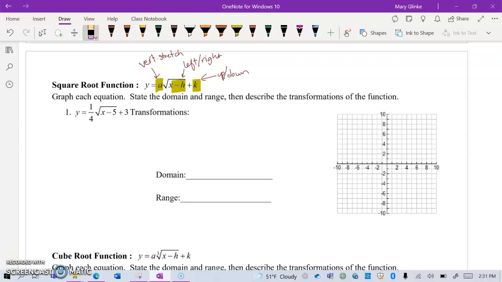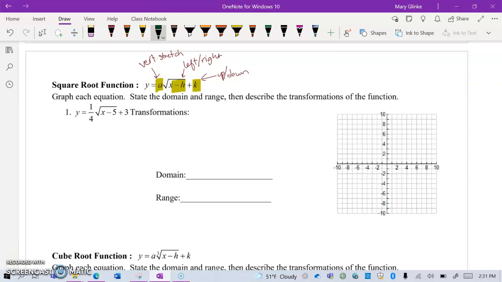So in order to graph these, we need to figure out which ones are going to change X values and which ones are going to change Y values, because then we can actually move our table of values around using those important X values and Y values that we talked about earlier. So let's take a look at what we mean here.